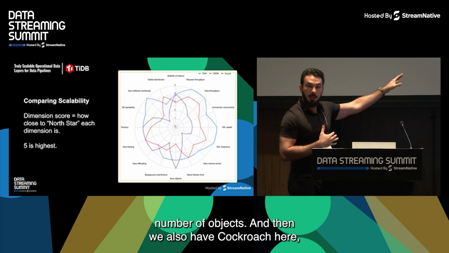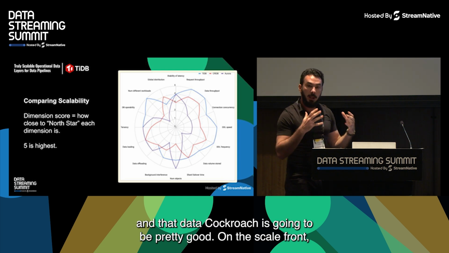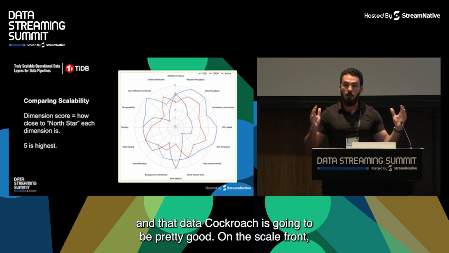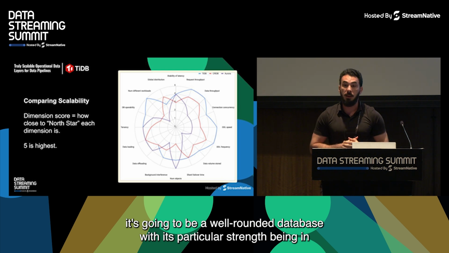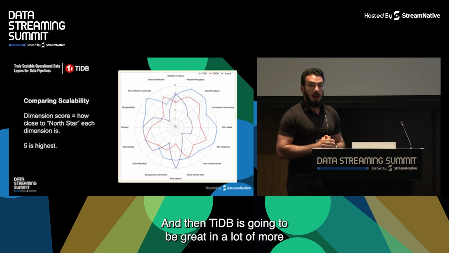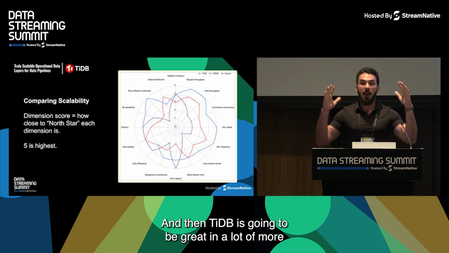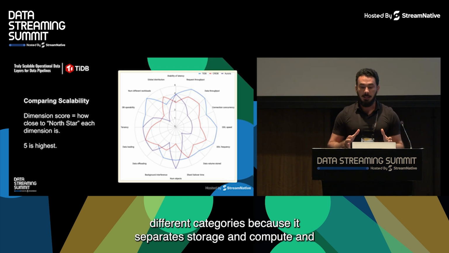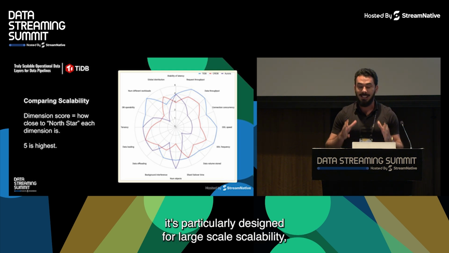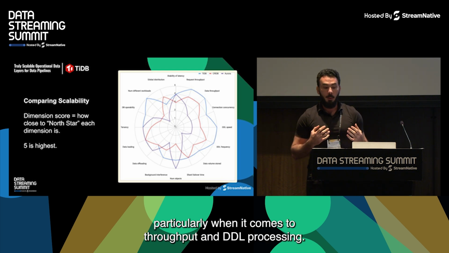And we also have Cockroach here, which is also a distributed database. Cockroach is going to be pretty good on the scale front. It's going to be a well-rounded database with its particular strength being in geo distribution. And then TiDB is going to be great in a lot of different categories because it separates storage and compute. It's particularly designed for large-scale scalability, particularly when it comes to throughput and DDL processing.